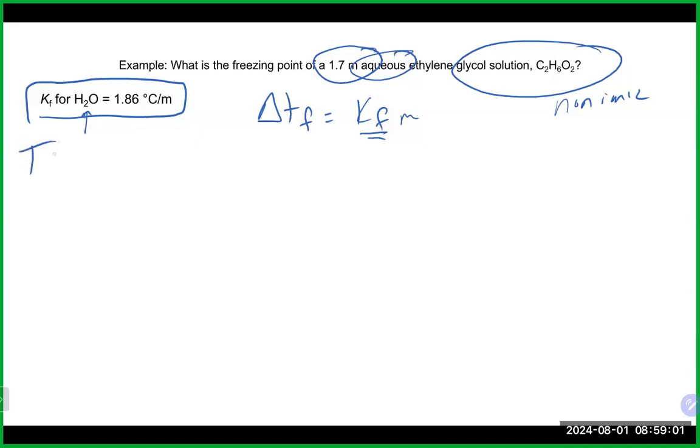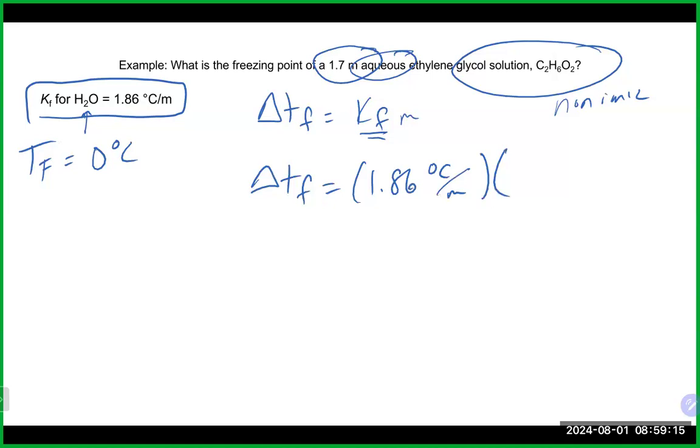We also know that the normal freezing point of water is 0 degrees Celsius, right? So when we do this, the change in the freezing point temperature will equal our 1.86 degrees Celsius times the molality. And again, since they did give us the molality, we did not need to calculate it. And that will give us here 1.86 times 1.7, which will give us something like 3.162 degrees Celsius. Just so we're clear, is that the answer?